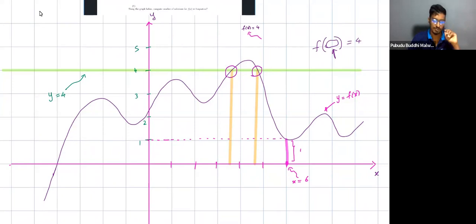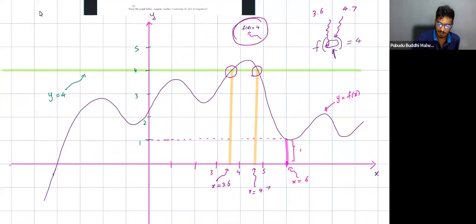So we can fill this blank using those values. Either this one, 3 point something, let's say 3.6, and this value, because this is 3 and this is 4, 5, let's say 4.7. So I can fill this blank using 3.6 and 4.7. So basically 3.6 or 4.7. Basically 2 solutions.